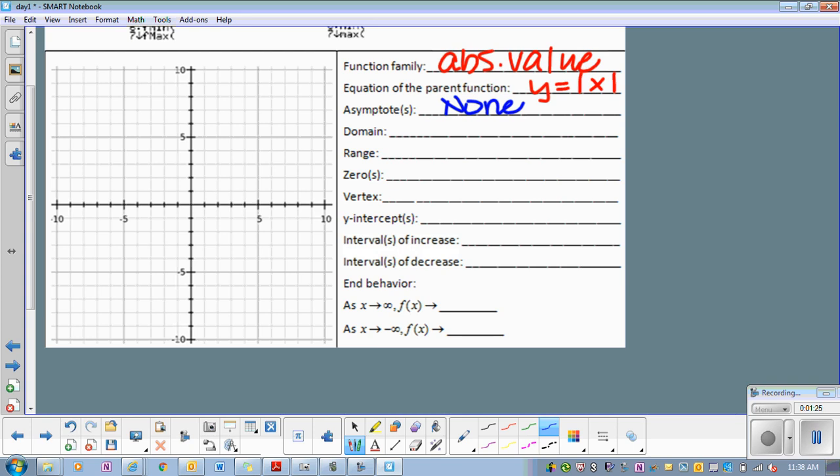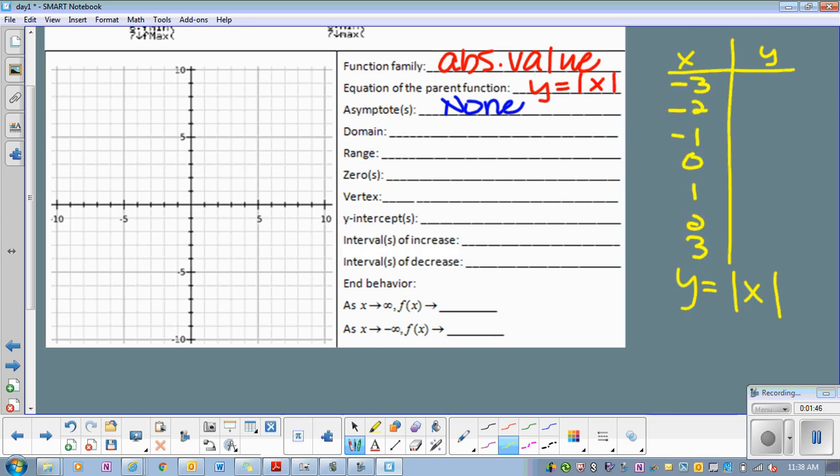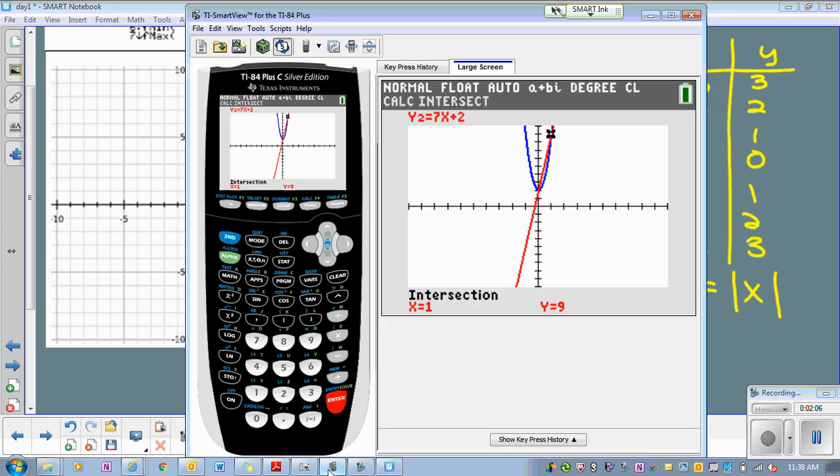The absolute value of x, you can make a table, or you can put this into the calculator. If you decide to go with a table, just make sure that you plug in your values in for x and get the absolute value. So the standard would be 0, 1, 2, 3, -1, -2, -3. If you plug in a -3 in here for x, what is the absolute value of -3? 3. -2, 2. -1, 1. 0. 1, 2, 3. So that's the way that you can do it.